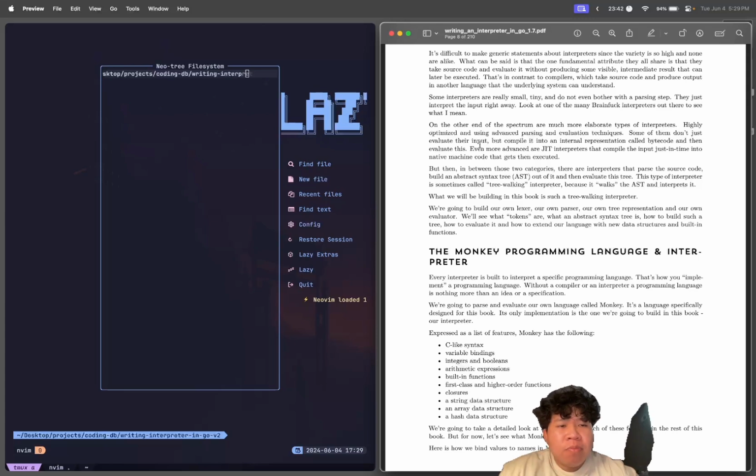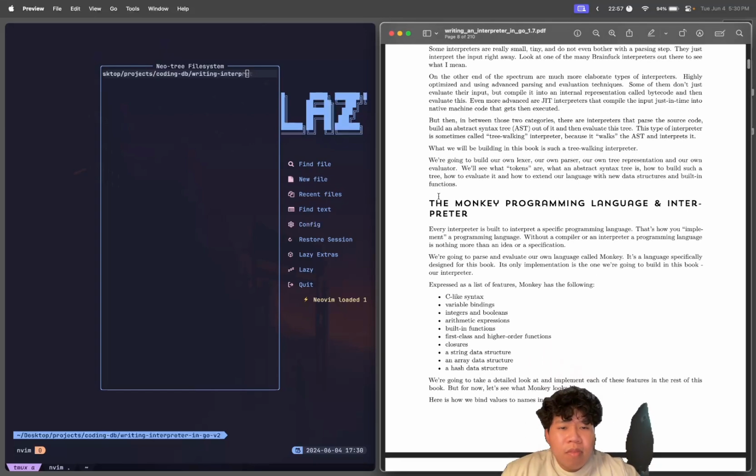On the other end of the spectrum is a much more elaborate type of interpreter, highly optimized and using advanced parsing and evaluation techniques. Some of them don't just evaluate the input, but compile it into an internal representation called bytecode, then evaluate this. Even more advanced are JIT interpreters that compile the input just in time into native machine code that gets executed. But in between those two categories, there are interpreters that parse the source code, build an abstract syntax tree out of it, and then evaluate this tree. This type of interpreter is sometimes called a tree-walking interpreter because it walks the AST and interprets it. What we will be building in this book is such a tree-walking interpreter.